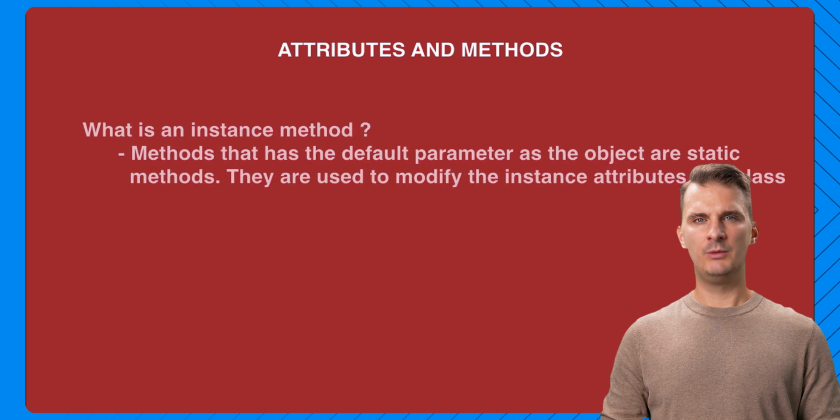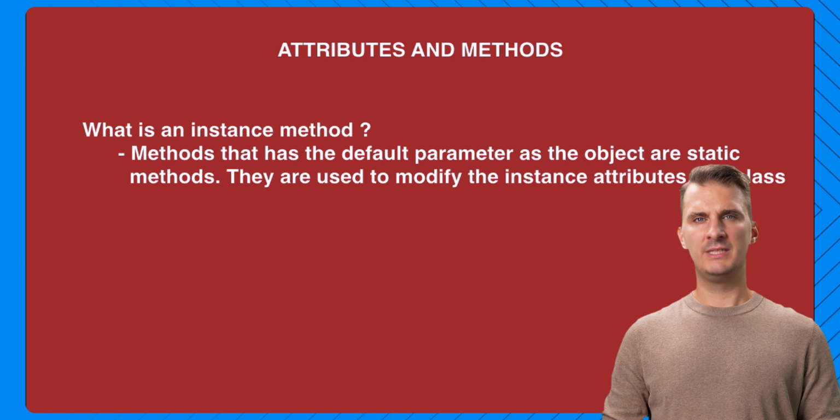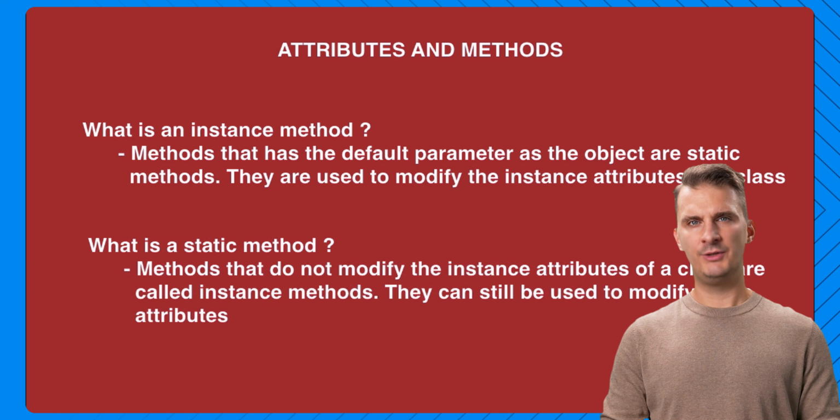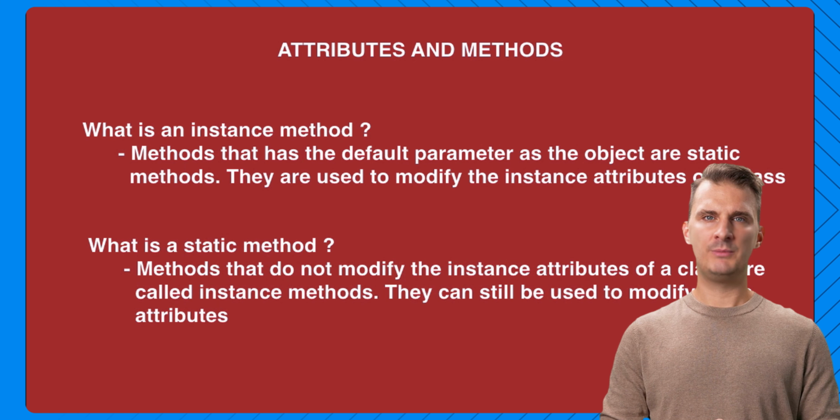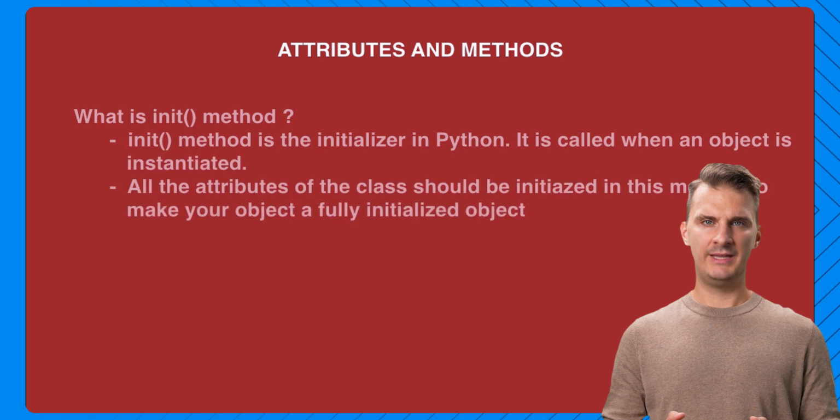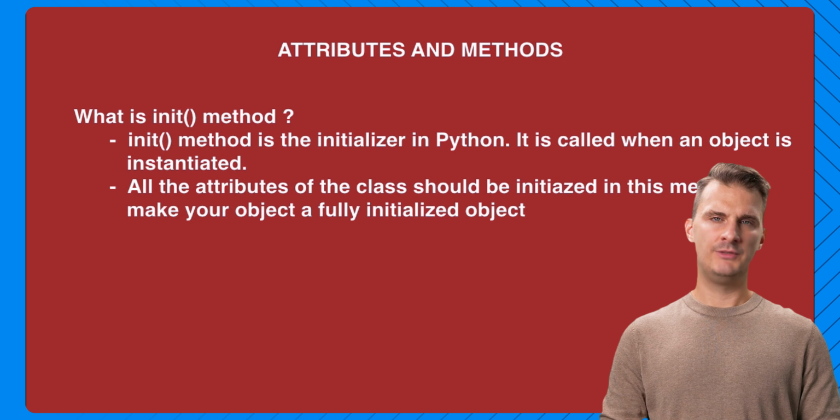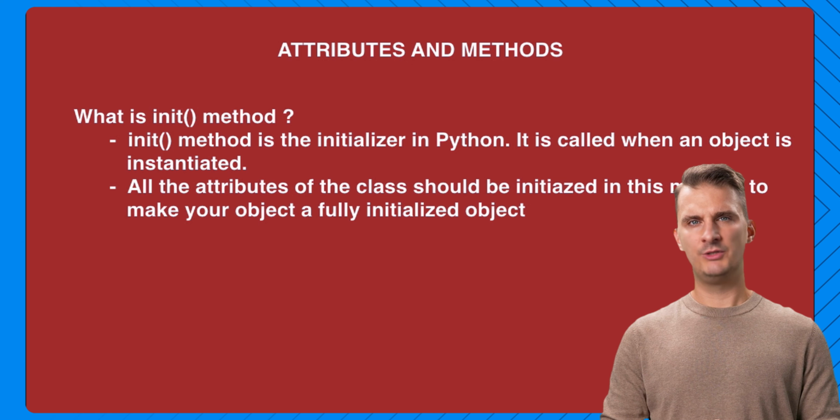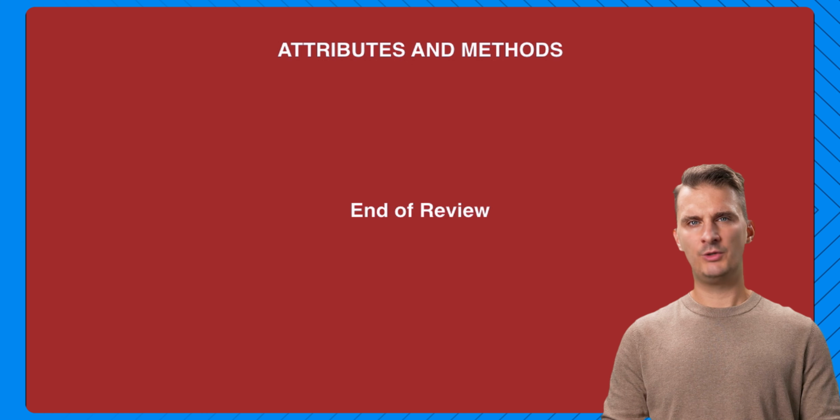And then you learned what an instance method is. These are methods which accept the self parameter as the default parameter. They are used to modify your instance attribute. And then you learned what a static method is. Now these are methods that do not accept the default self parameter, but they can still be used to modify your class attribute. And then you finally learned what an init method is. Now this is a special method in Python that is invoked at the time of creation of an object, and it is used to initialize the attributes of your class. And when you have initialized all the attributes of your class within your init method, your object becomes a fully initialized object. So that's the end of this section.